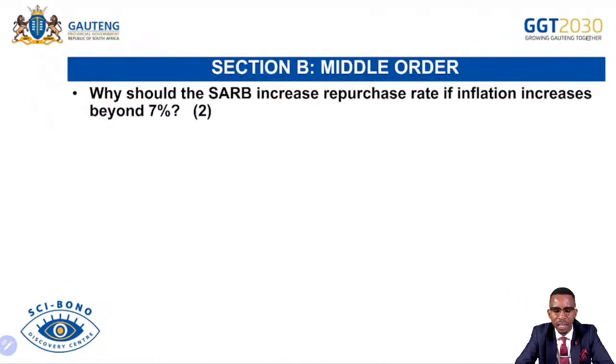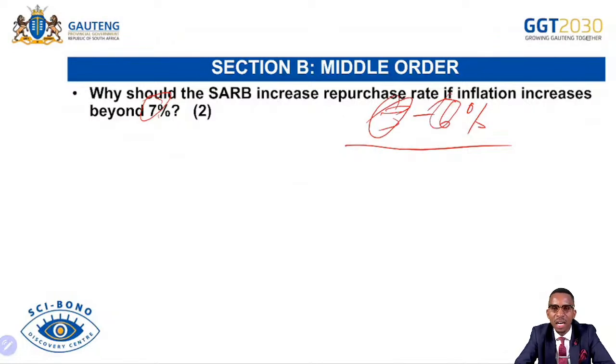Why should the South African Reserve Bank increase the repurchase rate if inflation increases beyond 7%? It is very important for you to keep the following in mind. Our South African inflation target is between 3 to 6%. So that simply means inflation should not decrease below 3%, should not increase above 6%. Why? This becomes an issue.